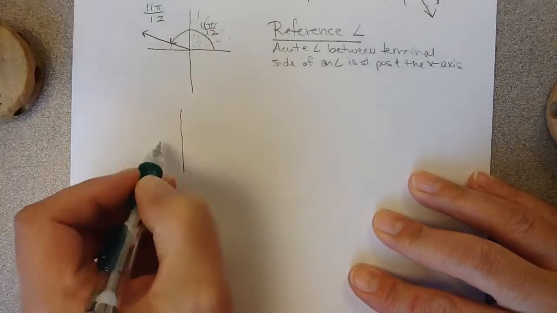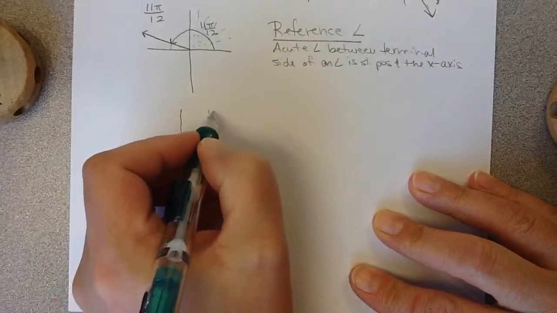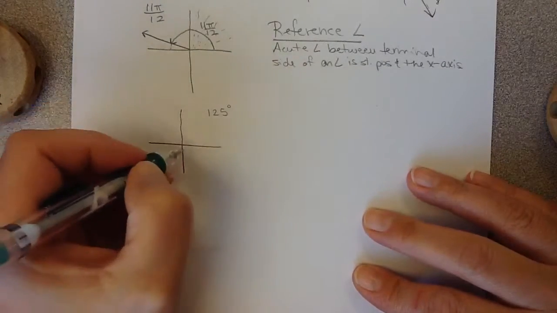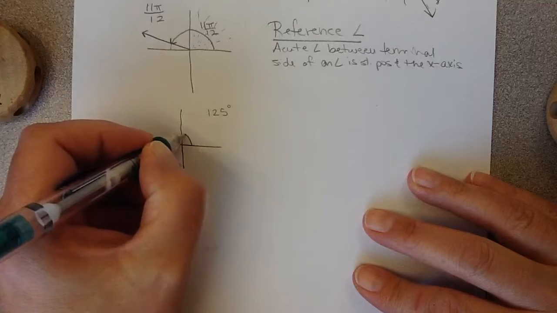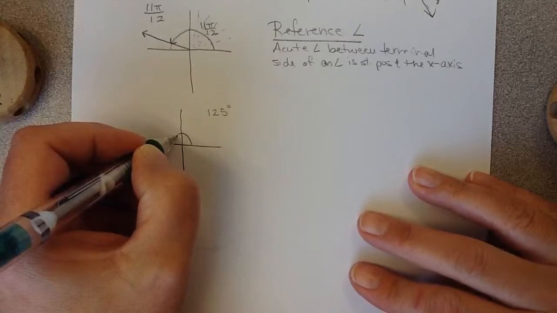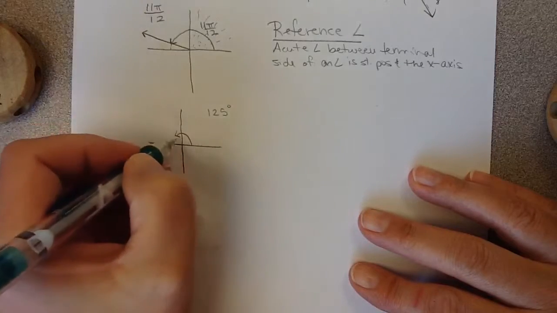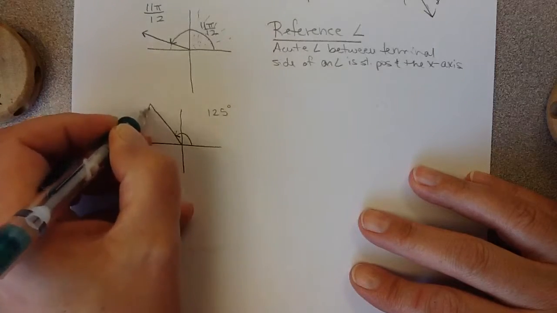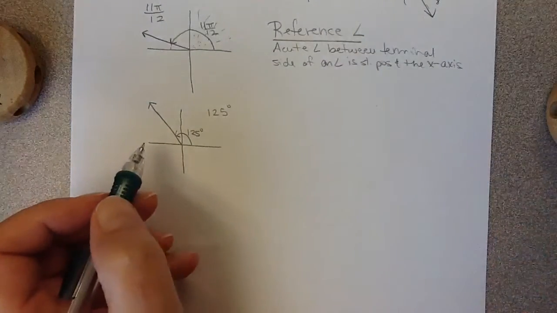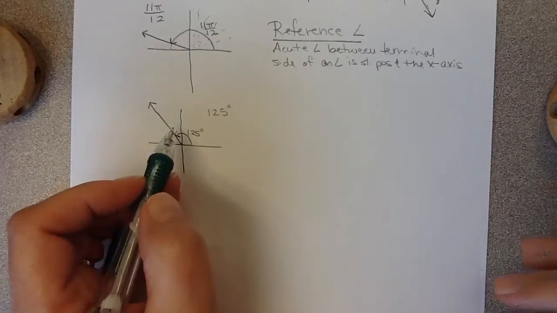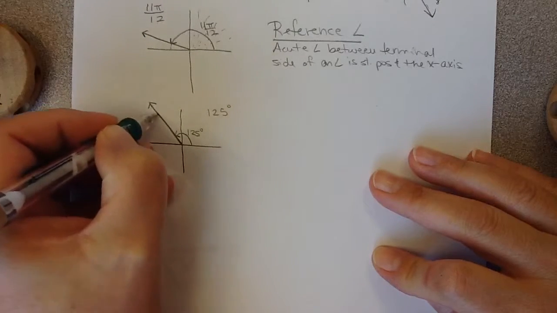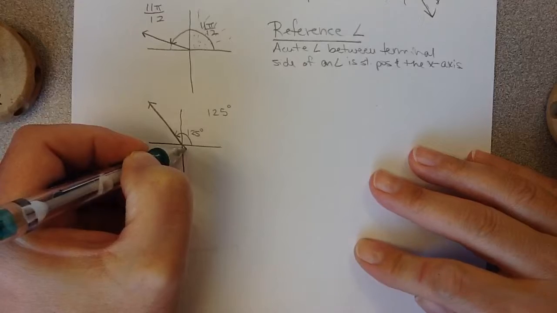Let's take the angle 125 degrees. Positive means we go counterclockwise, so that's 90. A little more than 90 is 125, right? So somewhere in the neighborhood of there, we're going to estimate the terminal side goes there, 125 degrees. Now, to find the reference angle, it has to be the angle between that terminal side, where we just stopped, and the x-axis.